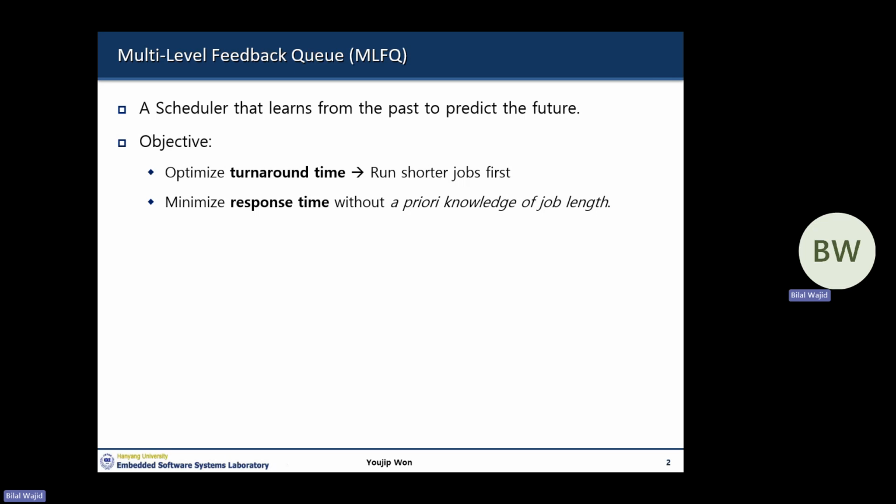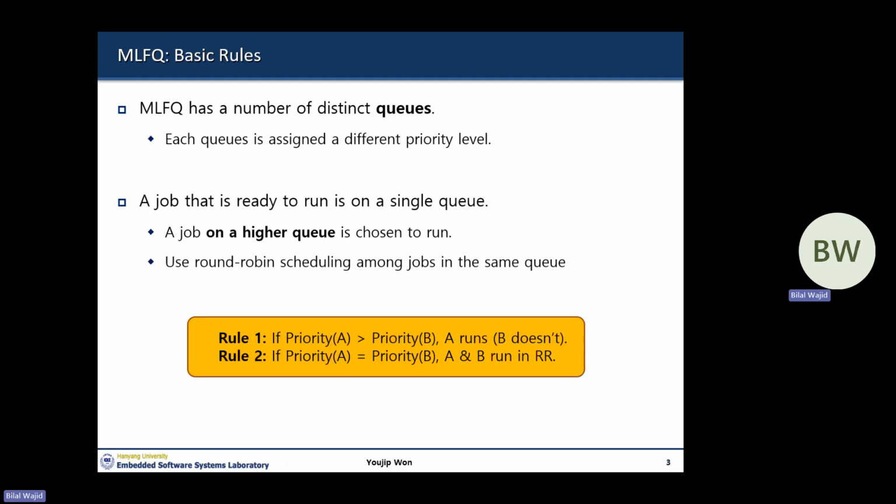At the same time, response time is how much time it takes for the CPU to run a process for the first time after it arrives. That is the response time. We want to minimize the response time without prior knowledge of the job length. So our initial assumption, we've relaxed that. In general, we don't know anything about a process. So how can we build a scheduler to achieve those goals?